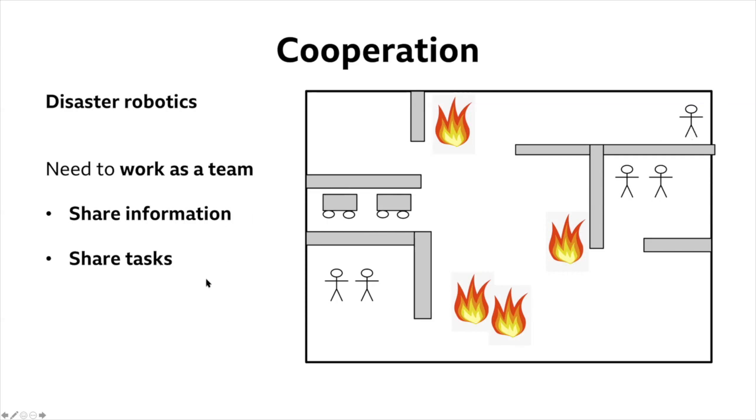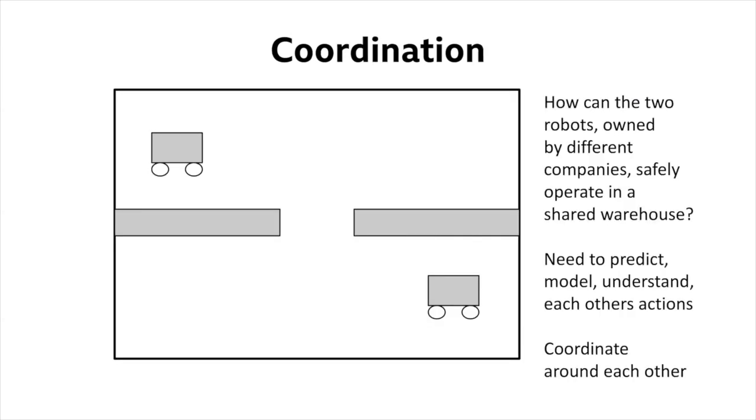And how do you share tasks? So as you find a particular stairwell over here, which perhaps is blocked, how do you share tasks such as clearing this stairwell, so that other robots can come and help you clear this particular stairwell? So that's the issue of cooperation, and two fundamental requirements: sharing information and sharing tasks. And if you think about it, those are things that a human team, a human rescue team, would very naturally do. The problem of coordination is a fundamentally different one.